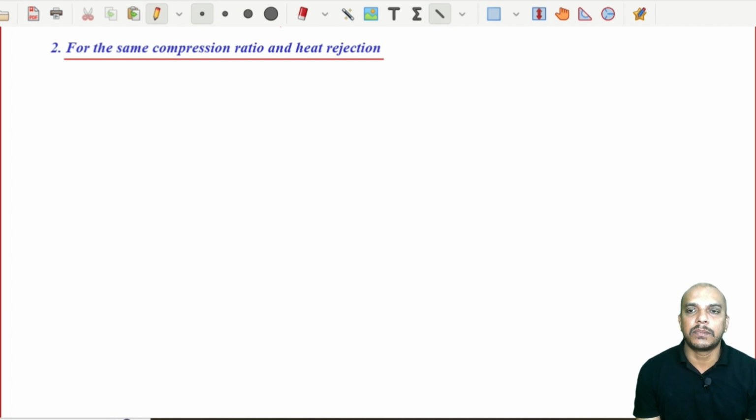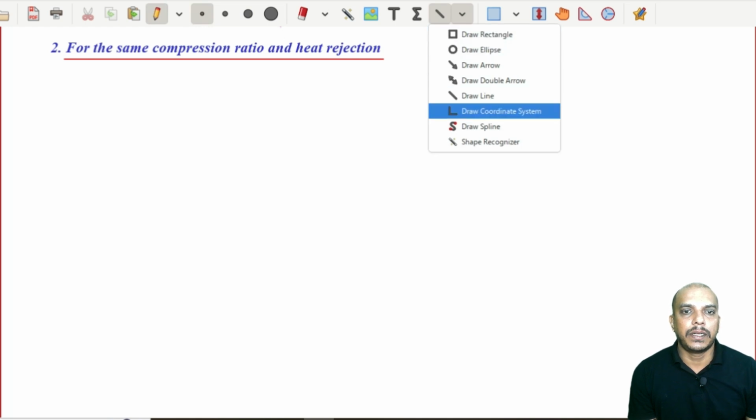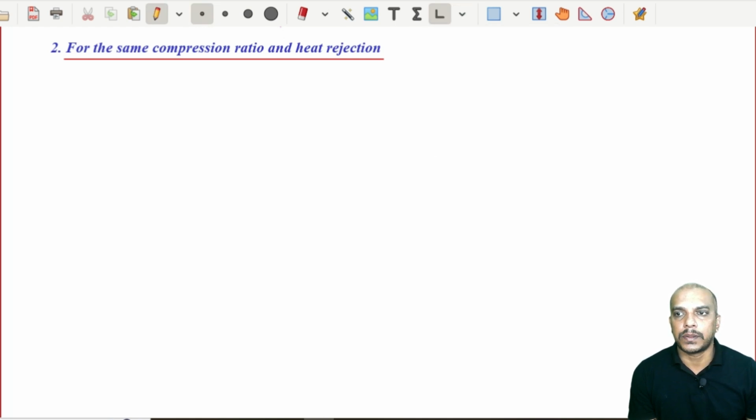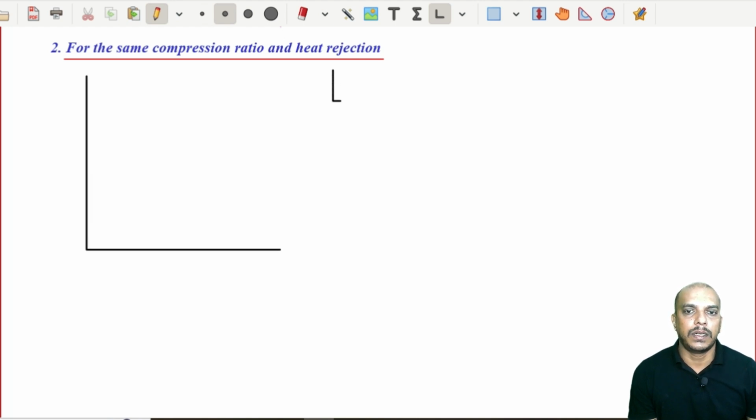In this video, let us compare Otto, diesel and dual cycle for same compression ratio and for same heat rejection. Now, let us start with PV and TS diagram so that we can compare. Pressure versus volume, temperature versus entropy.